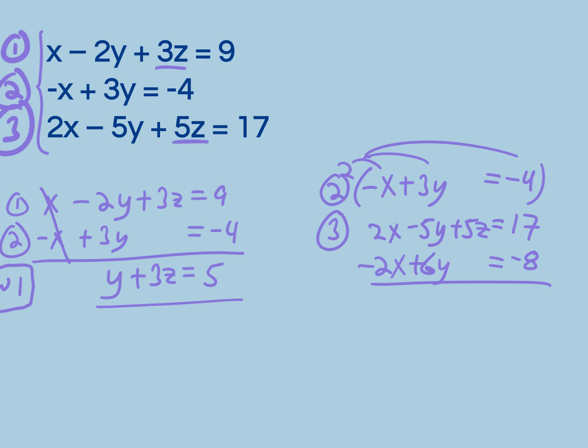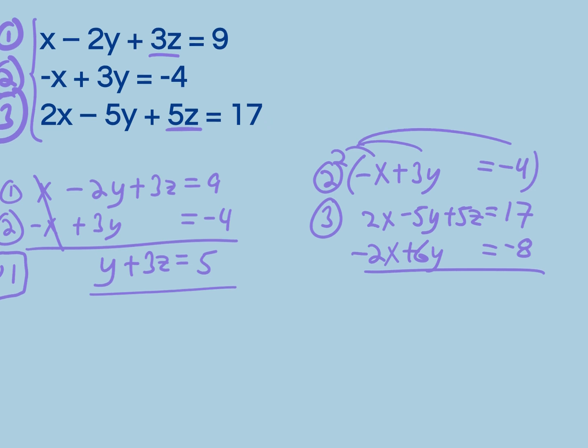And then when we combine these two equations, what eliminates? 2x minus 2x, right? That's what we want to happen. What happens when you do negative 5y plus 6y? That's just a y, right? And then 5z plus nothing. It's just 5z, right? And then what's 17 minus 8? 9. So then this is our new equation number 2. I'm going to call it new 2.